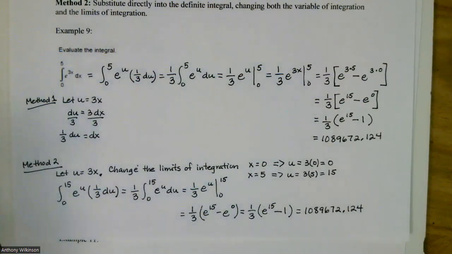Okay, so you do have a choice here. You can go ahead and use the substitution in the indefinite integral to find that antiderivative in terms of x and then evaluate that definite integral, or change the variable of integration and your limits of integration. So you have those two choices here.